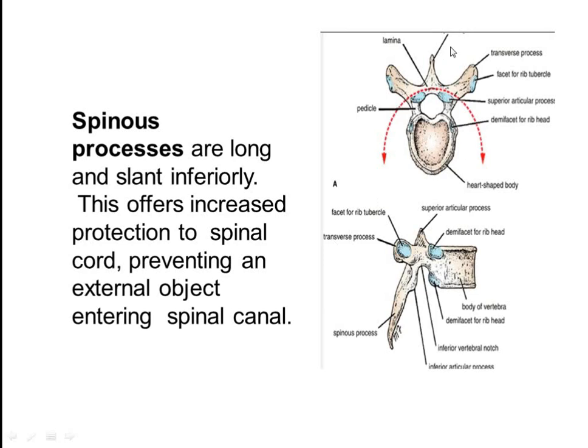This is the superior view of a thoracic vertebra in which you can appreciate the heart-shaped body of the vertebra, the two pedicles coming from the posterior aspect of the body, which form the neural arch. Then the superior and inferior articular processes, which help in articulating with the next vertebra. Then you can appreciate the big transverse processes, with the facets for the tubercle of the ribs, and posteriorly again the spinous process.